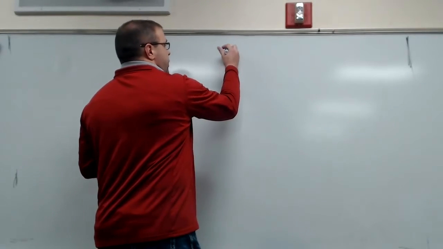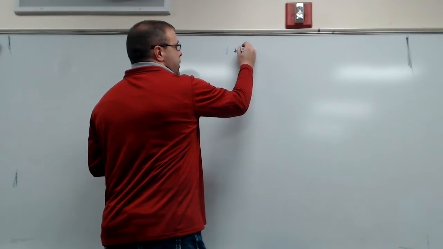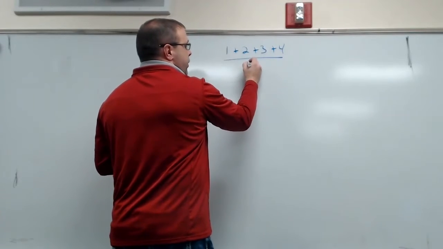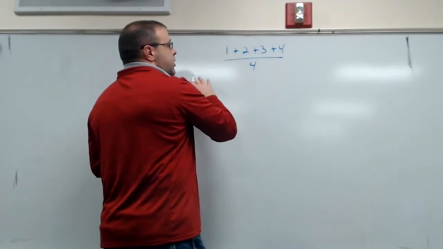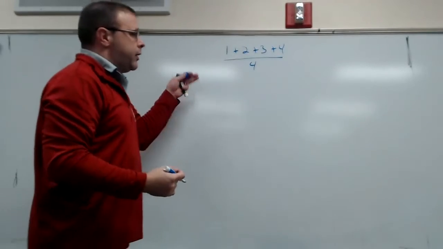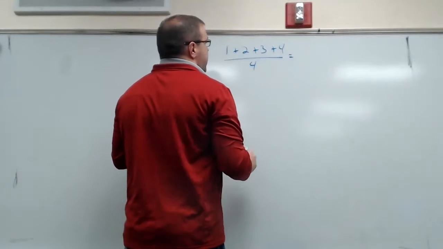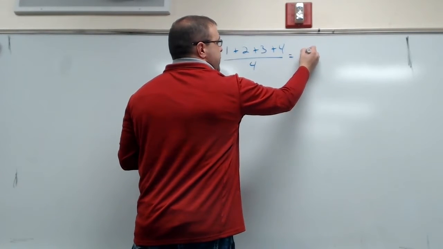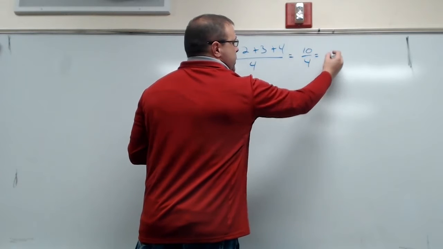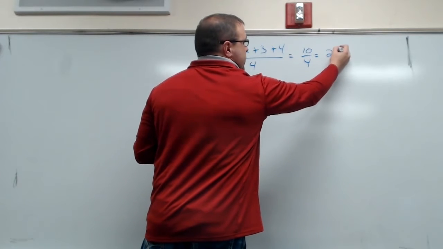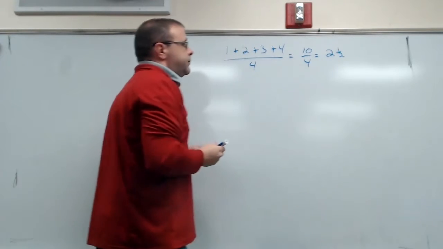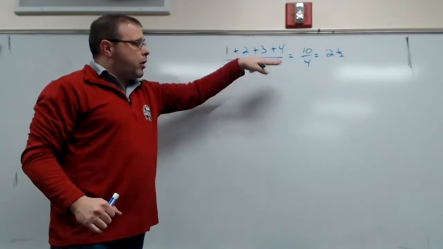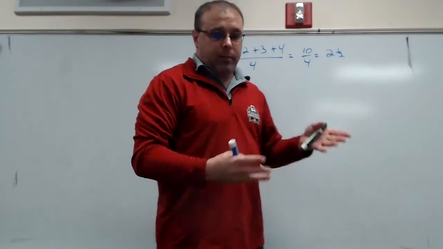So if you have data points 1, 2, 3, 4, you add those all up and divide by 4. Do the math. Plug and chug. 10 divided by 4 is equal to 2.5. Right? So that is what we're looking at there. You add them all up, divide by the total number. That's the average, or the mean.